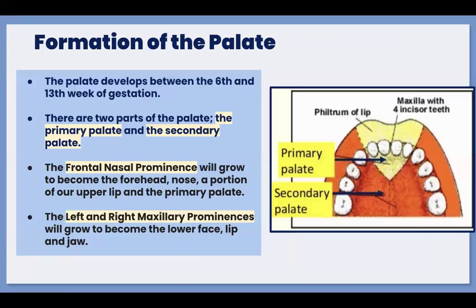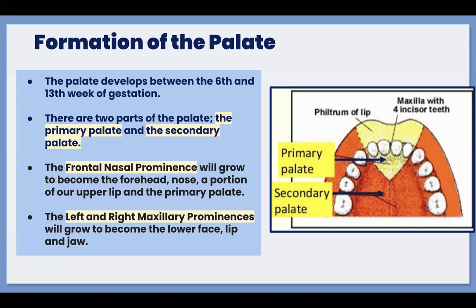So, the formation of the palate, as I mentioned earlier, develops between the 6th and 13th week of gestation. There are two parts of the palate. There's the primary palate, which is shown in yellow, and then there's the secondary palate, which is shown in orange on this figure.